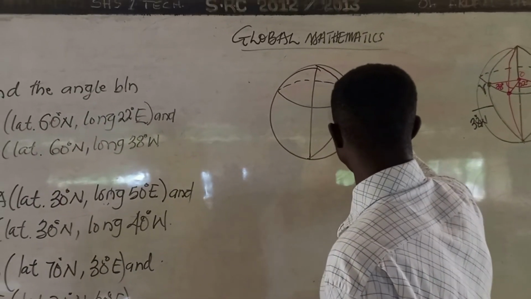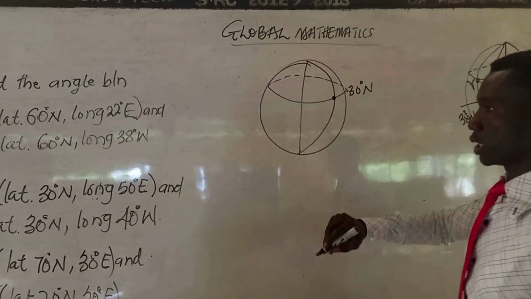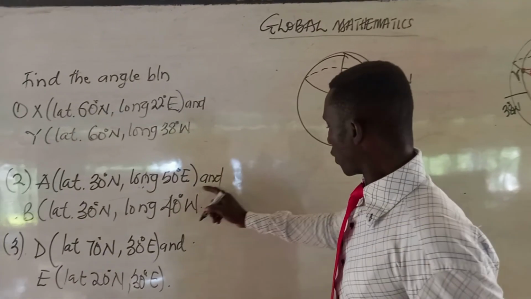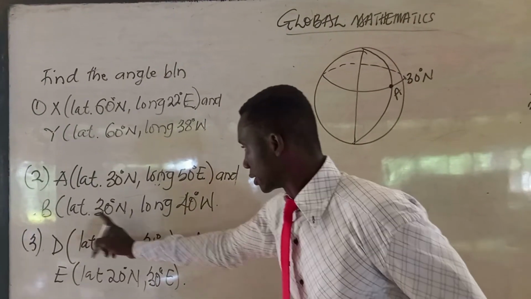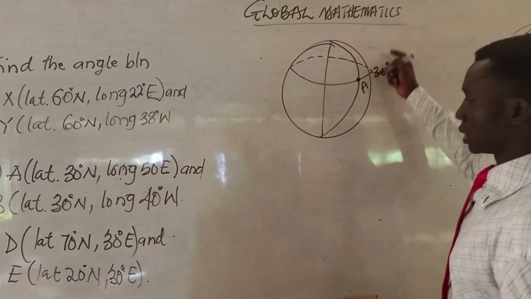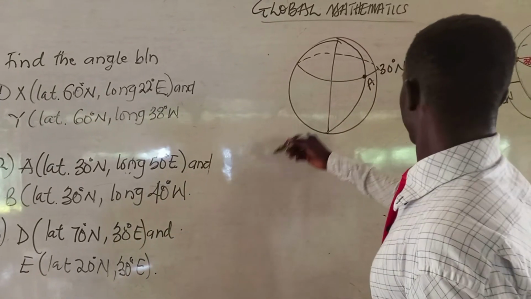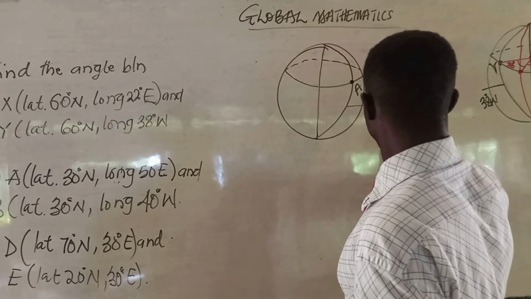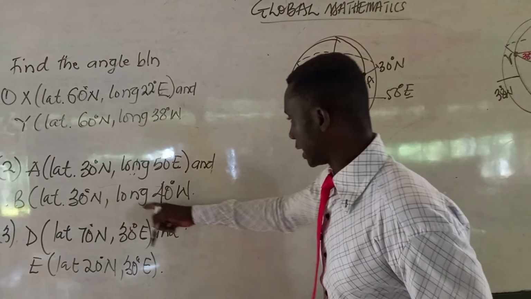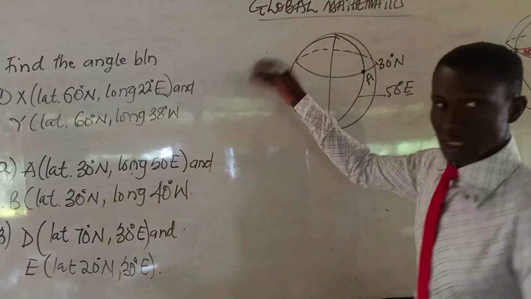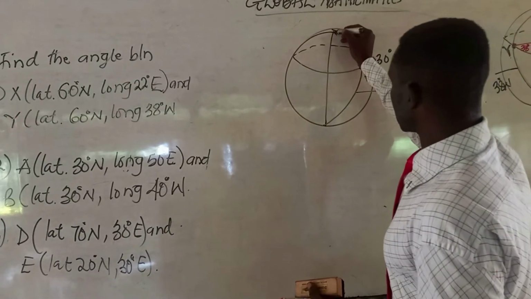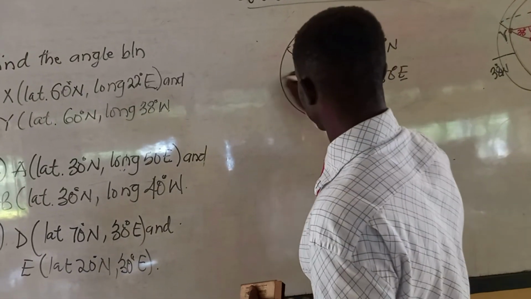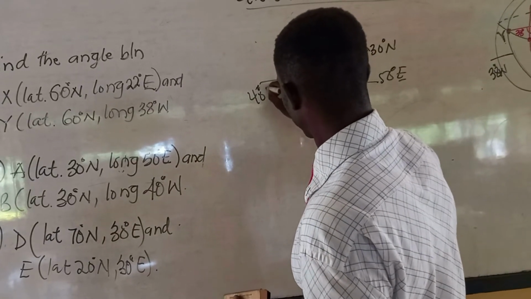It means the latitude at this point. So this point is point A. And point B, latitude 30 degrees north, the same latitude, but longitude 40 degrees west. So this one is 50 degrees east, and this one is 40 degrees west. So west will be this side. So 40 degrees west.